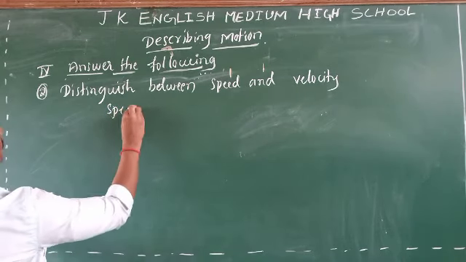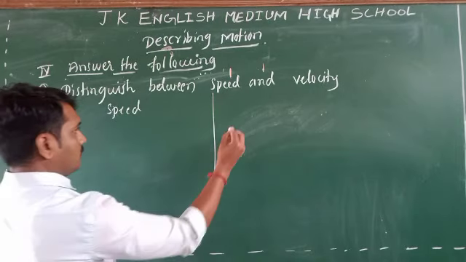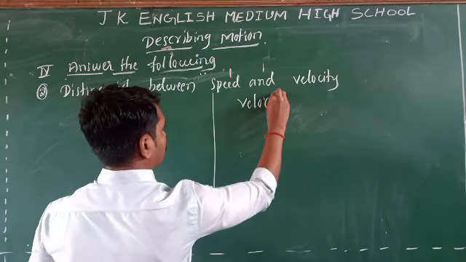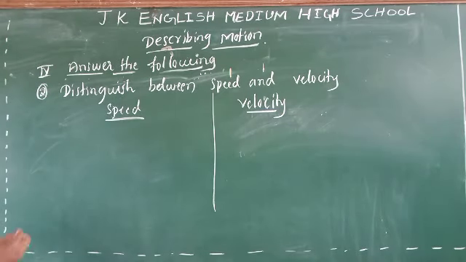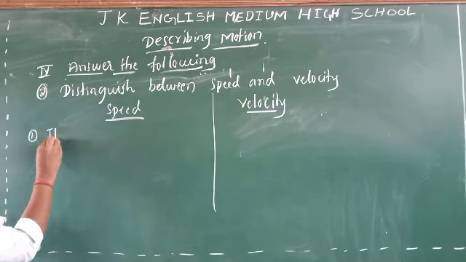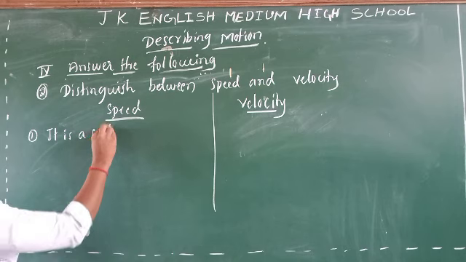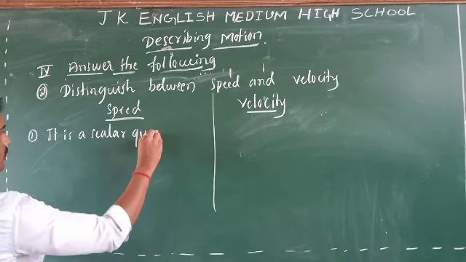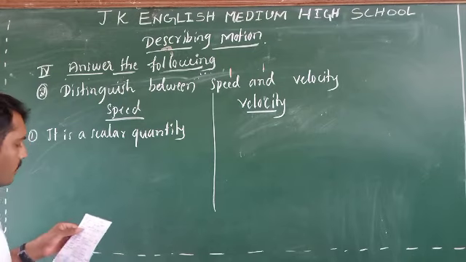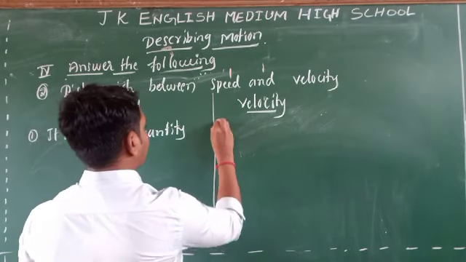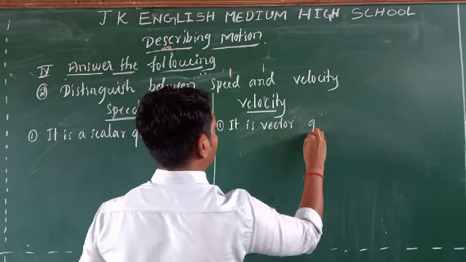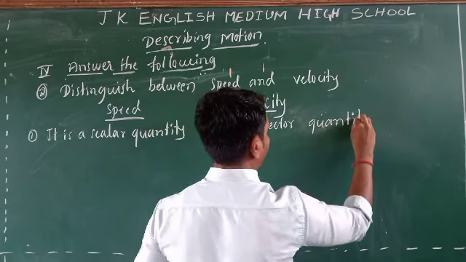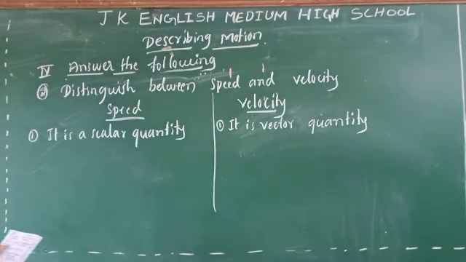So one side you write the speed, and on the other side velocity. First one, speed is what? Scalar quantity. Next, what about the velocity? It is a vector quantity.